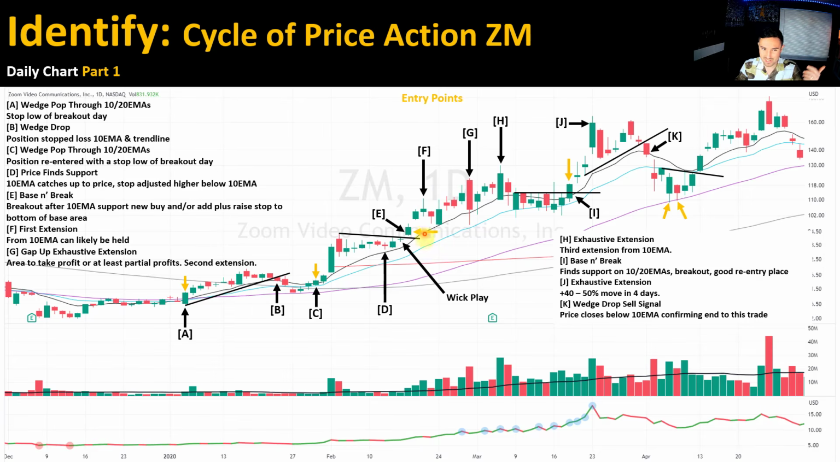So you can see visually how it's extended from the 10 EMA here. So okay, we get an extension there. Then at G, you actually get a gap up exhaustion extension. You see how I've written exhausted there, that's my dyslexia kicking in, but you see how it gaps up and then starts getting very, very volatile here. And then at H, it's another exhaustion extension, so you're getting like 1, 2, 3.